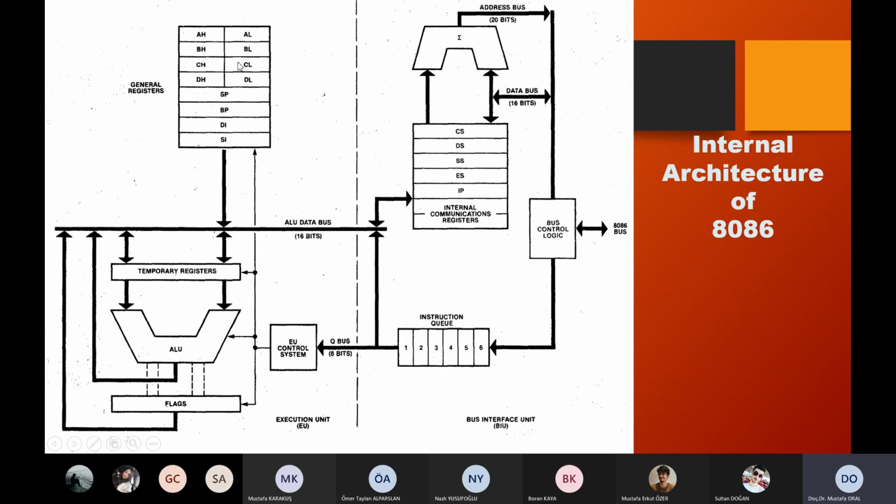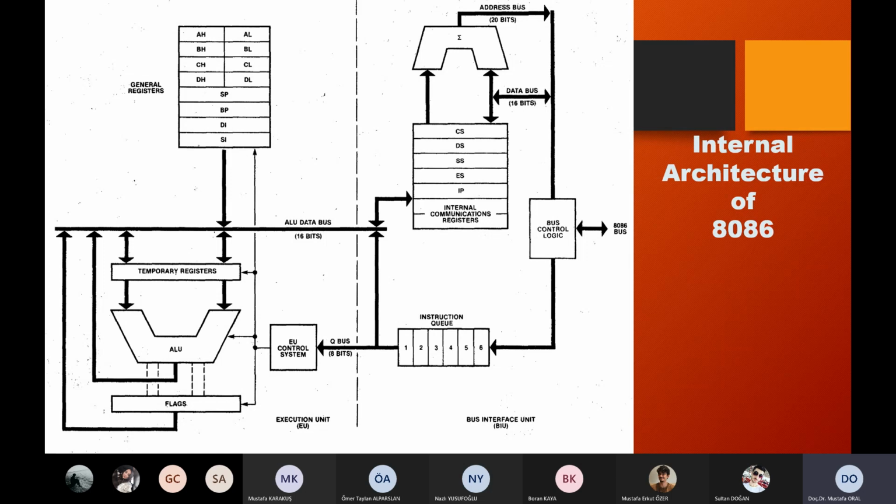The microprocessor has two parts: the execution unit and the bus interface unit. Nothing more than that. There is one slide that has a mistake in it. We will correct it later on.